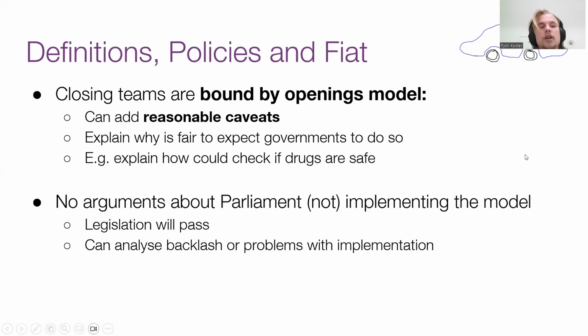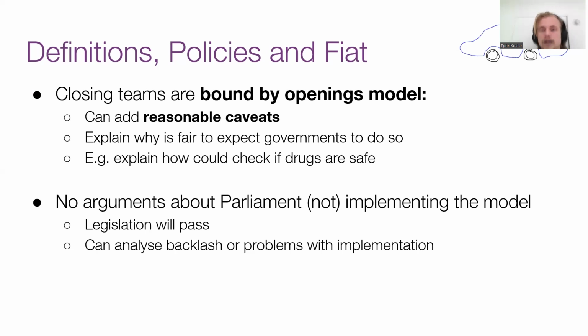This is also important. Closing teams are bound by opening's models. So they can add somewhat reasonable caveats. So at the moment that opening government in this house would legalize drugs motion does not say a specific thing about governments checking on them, you can say, look, anything that is legal is checked by the government, and anything has regulation. So you can just explain why it is fair to expect the government would do the same thing for legal drugs, and you can explain how this would most likely look like.